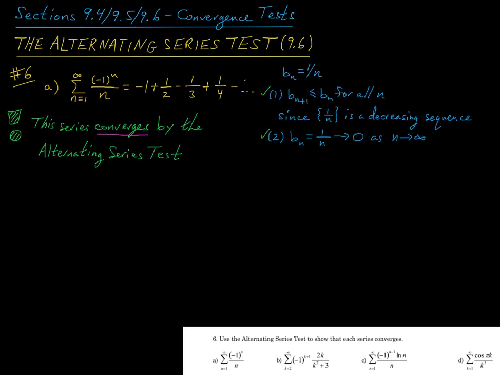And to apply the test, b sub n is 1 over n. And since 1 over n is clearly a decreasing sequence, the first condition is satisfied. And 1 over n clearly goes to 0 as n approaches infinity, so the second condition is satisfied. And so we conclude that this series converges by the alternating series test.